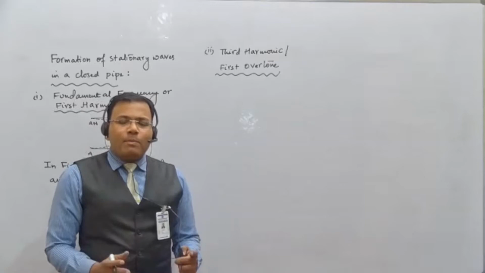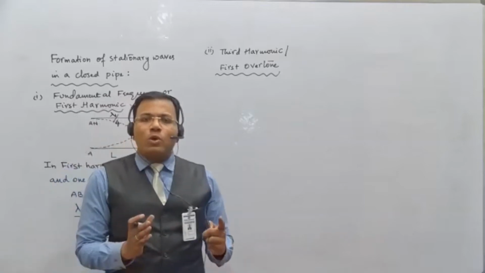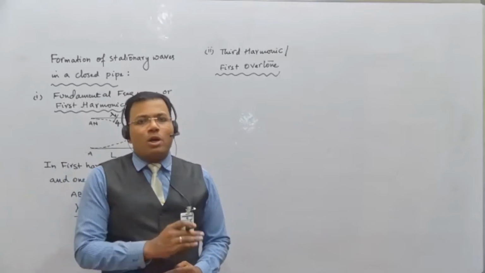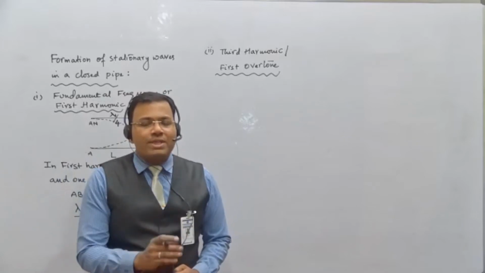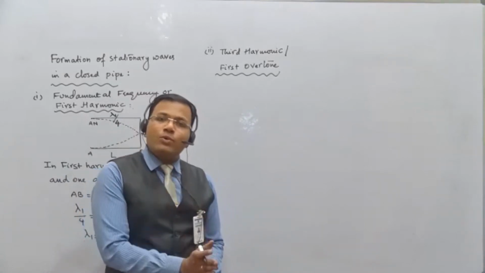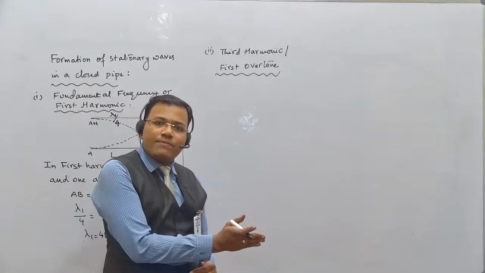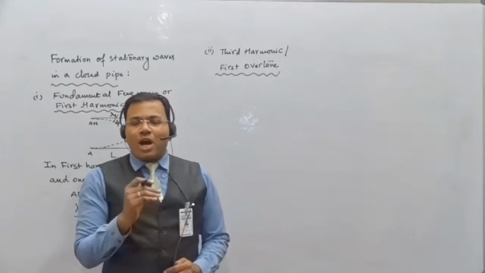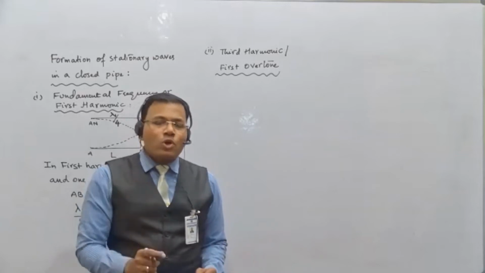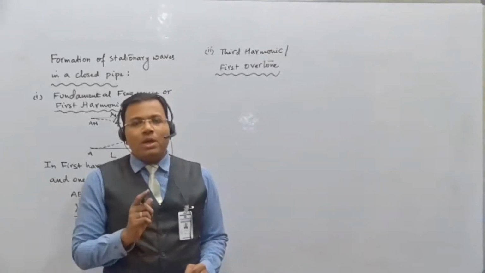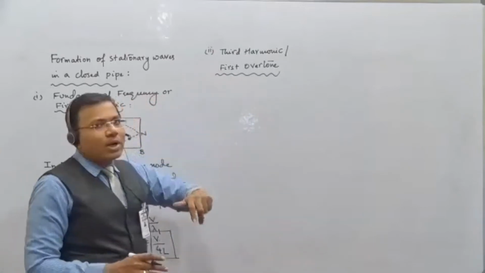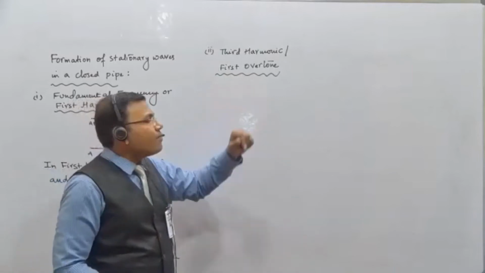In an open pipe, all the harmonics, all the overtones are present. But in the closed pipe, only odd harmonics are present. Even harmonics are absent here. That means we get the first harmonic, then immediately the third one, then fifth, seventh, like that. So remember, in an open pipe we get all the harmonics, but in the closed pipe we get only the odd harmonics. So I am writing third harmonic, which is also called the first overtone, because it is higher.